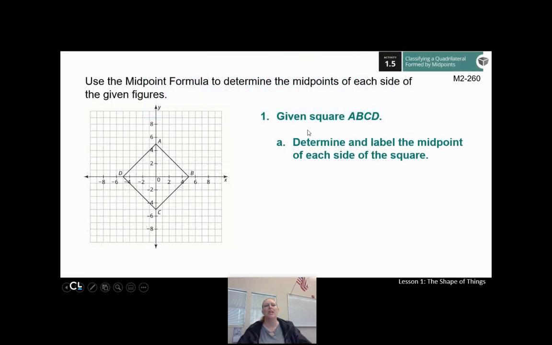It's so nice. So, given square A, B, C, D, we're going to have some fun here. We're going to use the midpoint formula to determine the midpoints of each side of the given figures. Given square A, B, C, D, I would like you to determine and label the midpoint of each side of the square. We're not eyeballing it. Use that midpoint formula to figure this out. Go ahead and hit pause, show your work, find those midpoints, and make sure you label them and put them on your square. Hit play when you're ready to check your work.